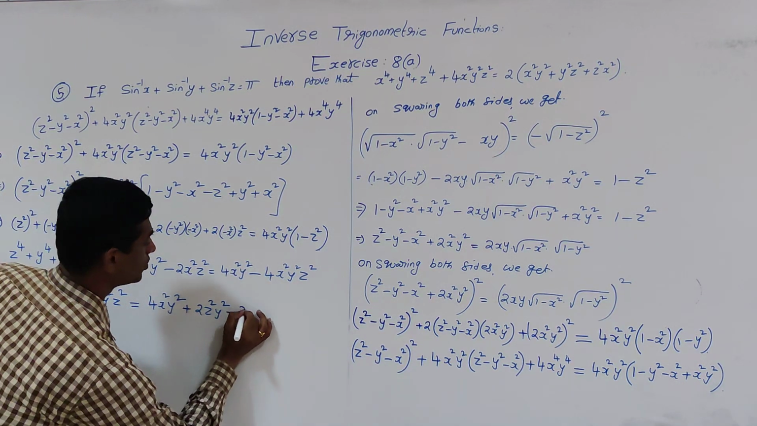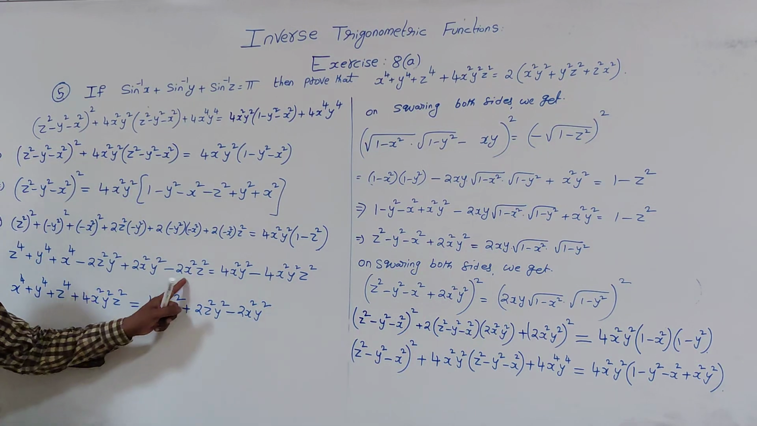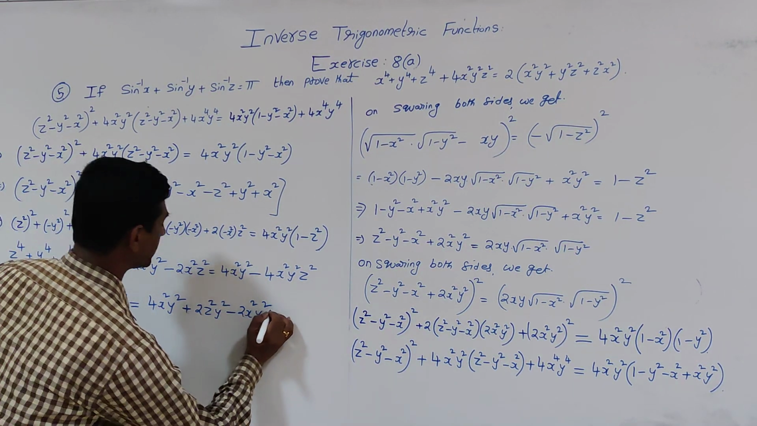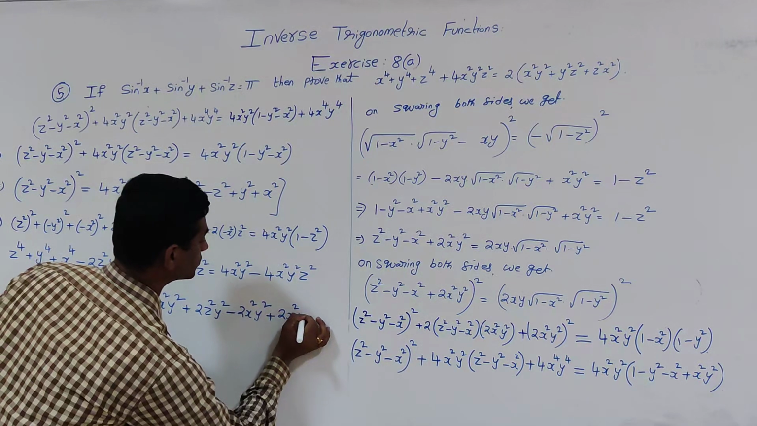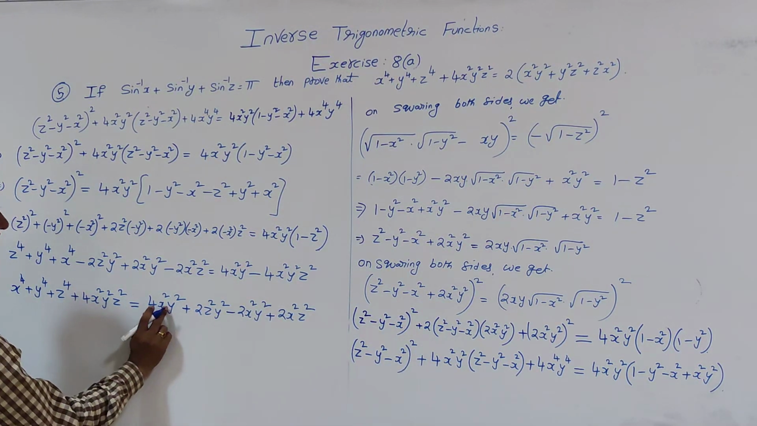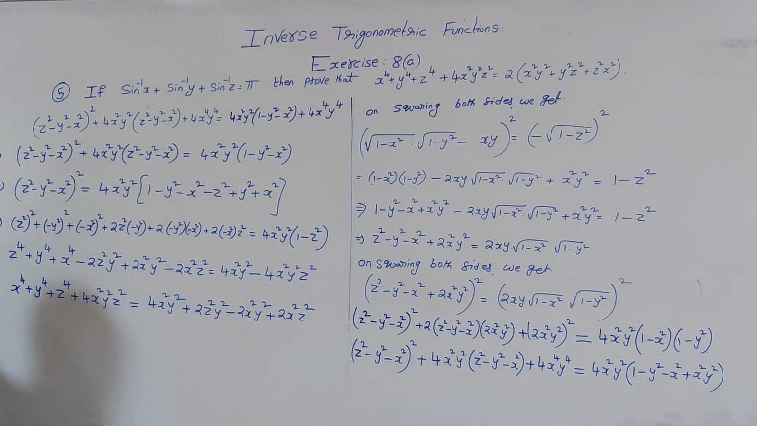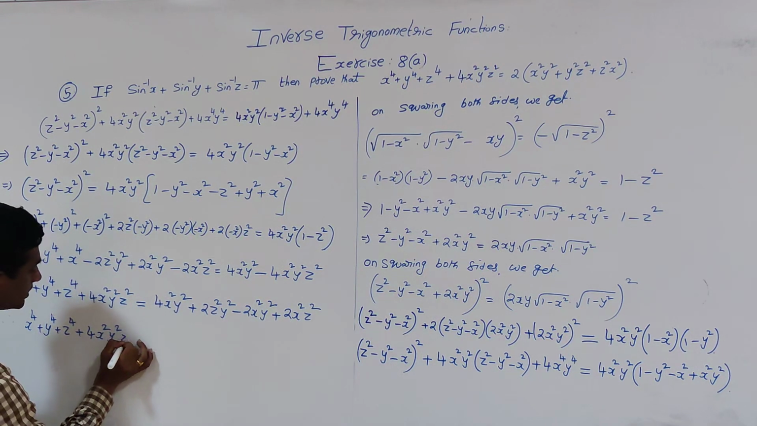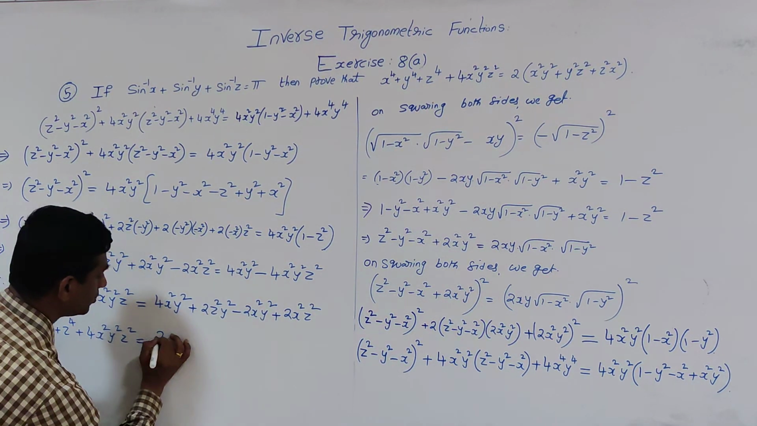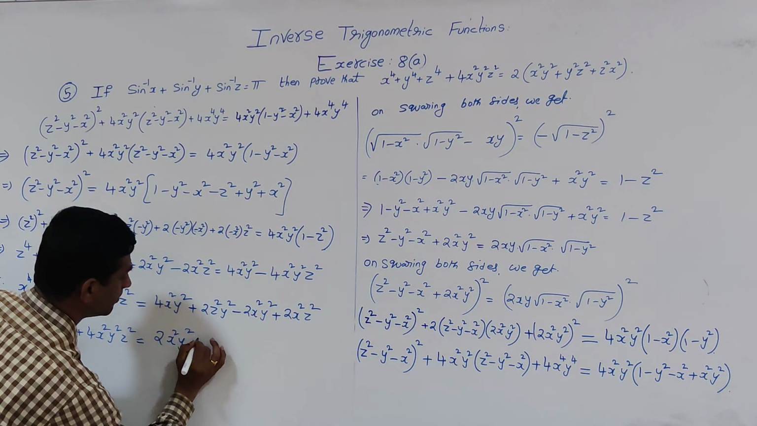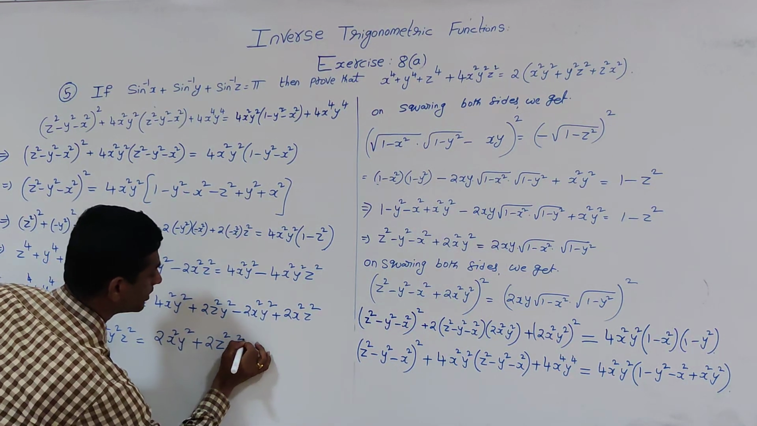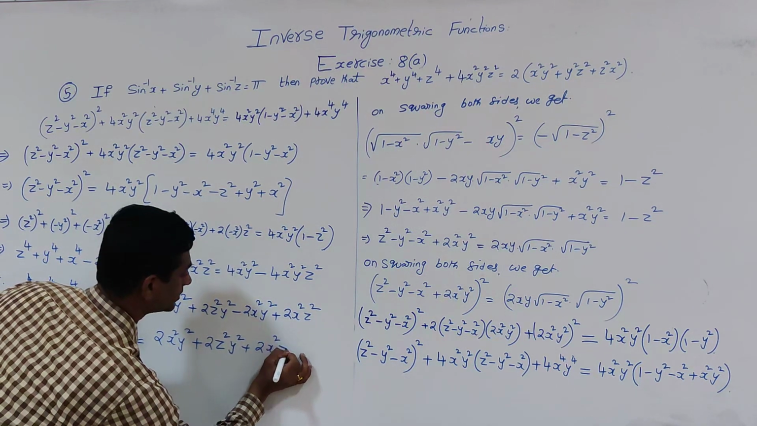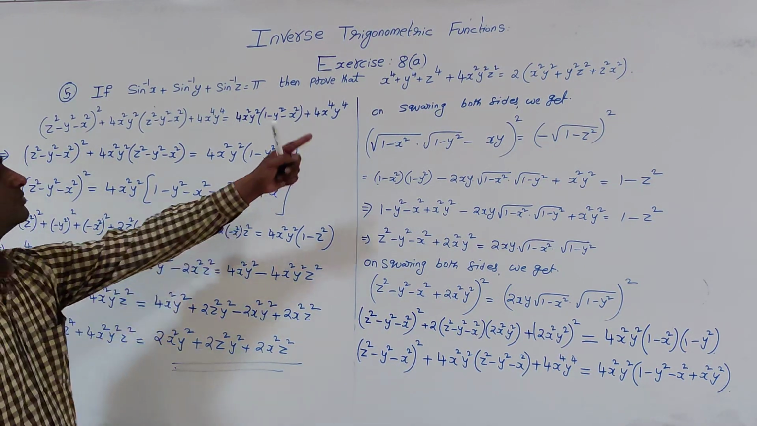minus 2x²y² plus, so if it is minus, if it goes to the right hand side, it will be 2 times x²z², and 4x²y² minus 2x²y² gives 2x²y². Therefore x to the power 4 plus y to the power 4 plus z to the power 4 plus 4x²y²z² is equal to 2x²y² plus 2z²y² plus 2x²z². So that is the proof of the theorem.